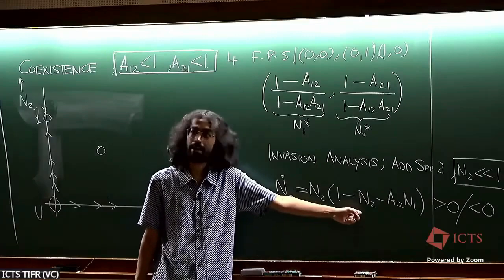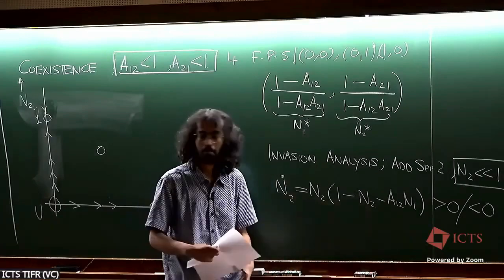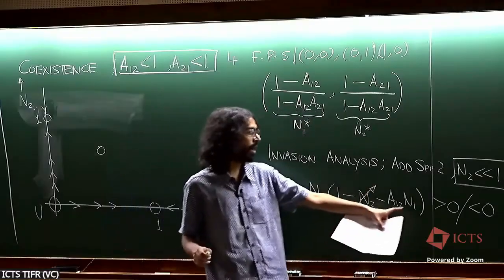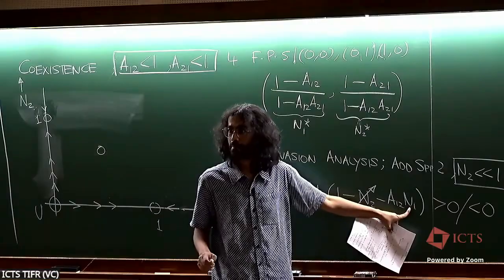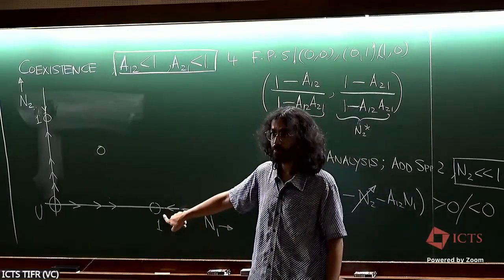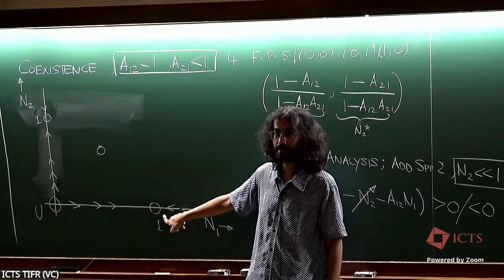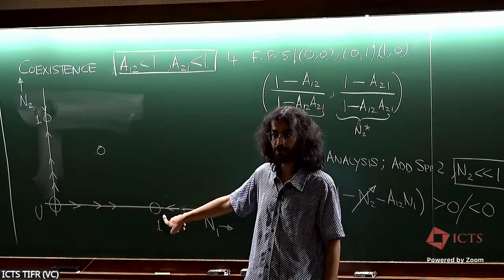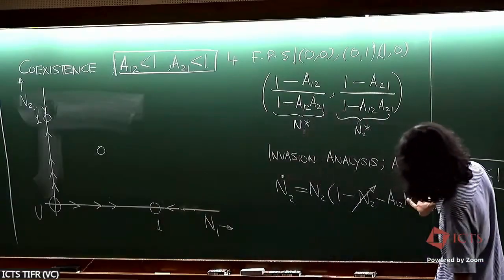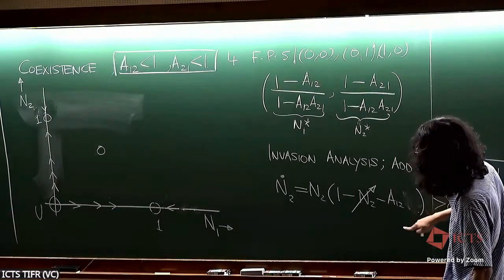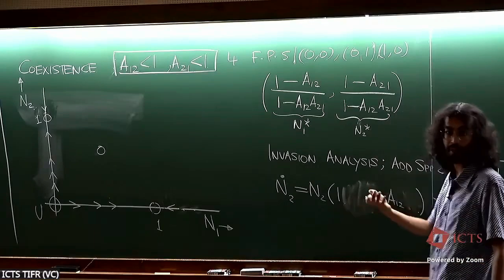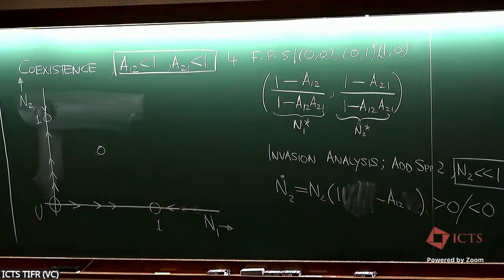What is 1 minus N2? 1, right? And what is N1? Is N1 small? You're probing the stability of this point, right? So this is 1, 0. Is 1 much, much smaller than 1? No, right? So you replace N1 with 1. Okay, I'll erase this bit out. We ignored N2 because N2 is very small compared to 1, right? And so what do you end up with?